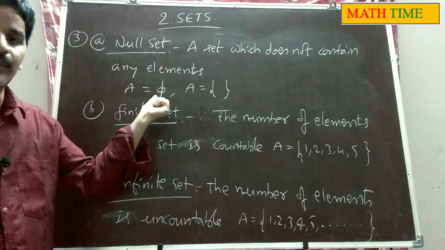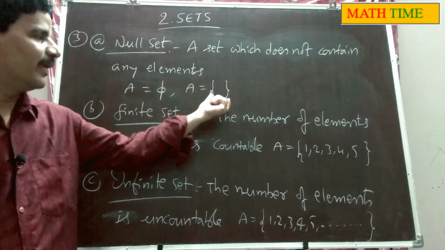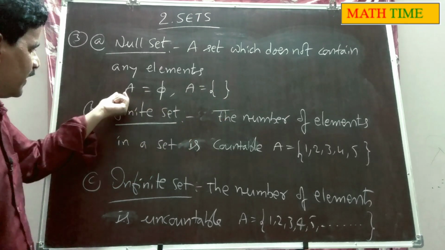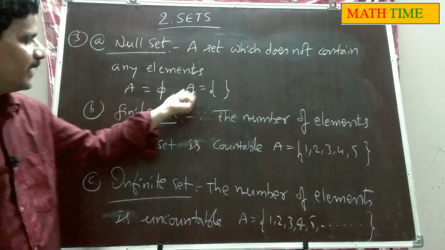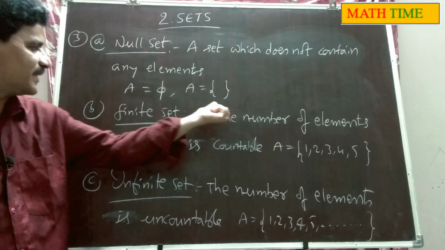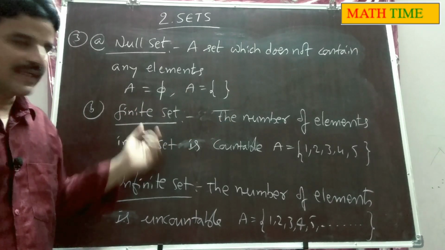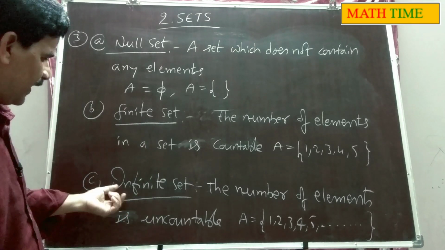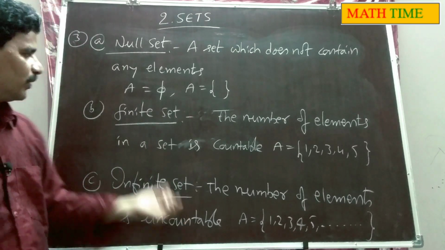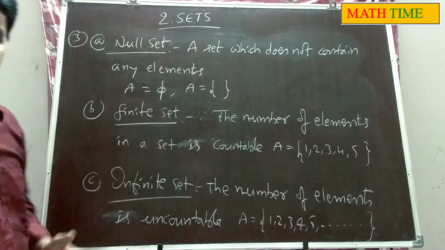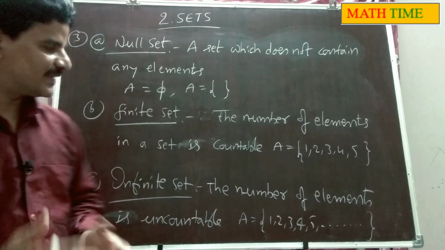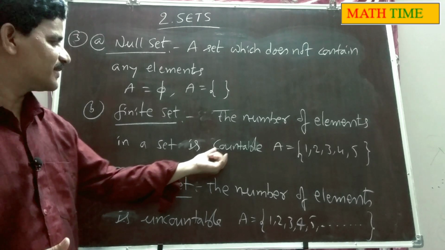Null set is denoted by phi or without elements, curly brackets. So A equal to phi is a null set, or A equal to this is a null set or empty set. Next one is finite set. Finite means countable, infinite means uncountable. What is finite set? Finite set means the number of elements in a set is finite, or the number of elements is countable.